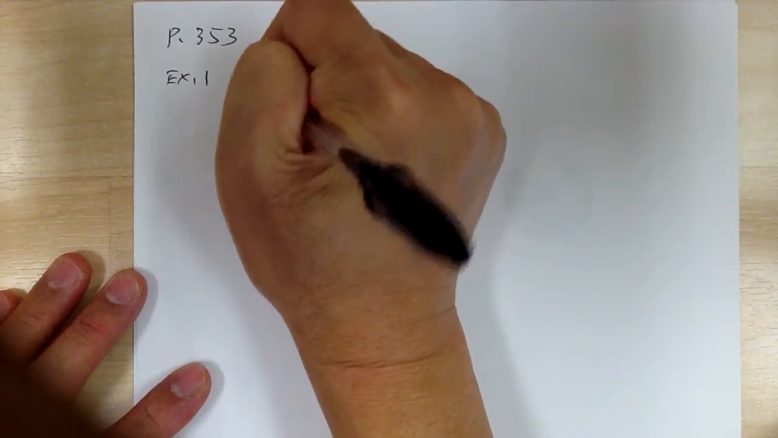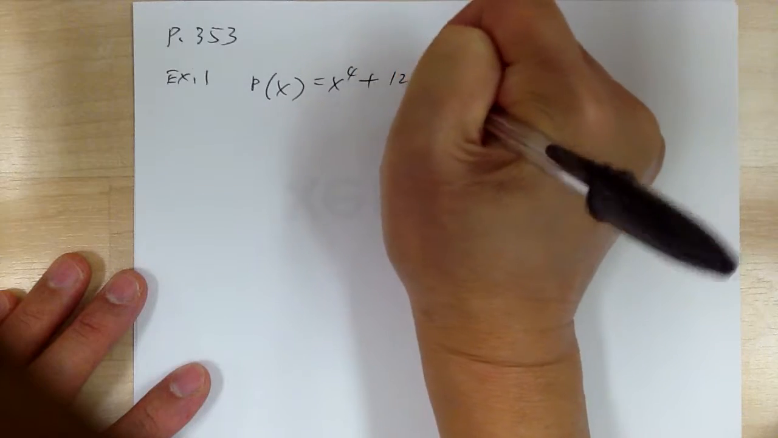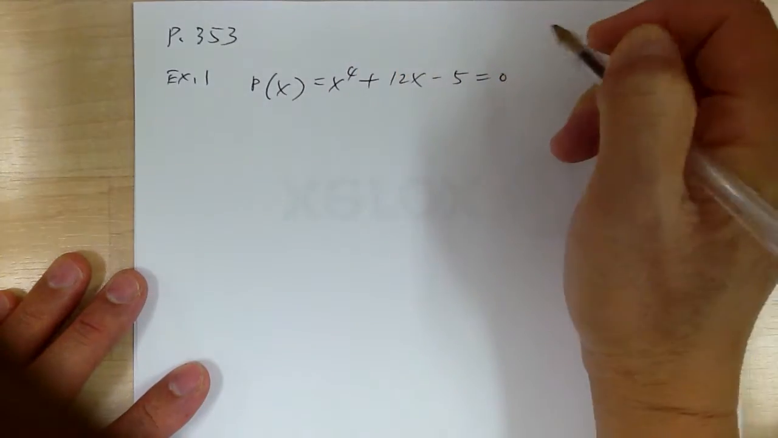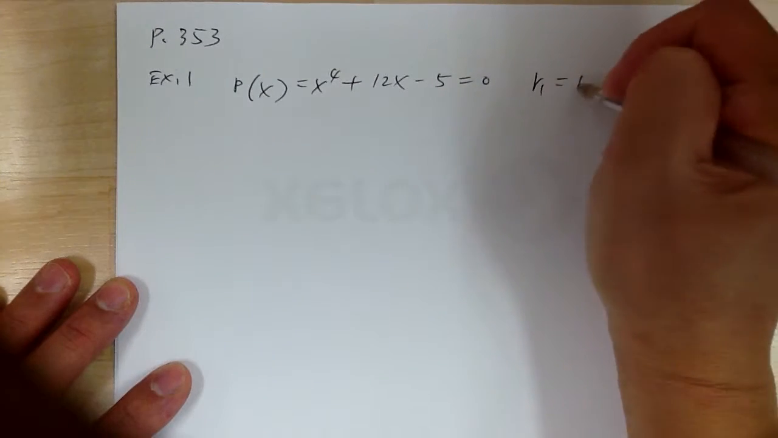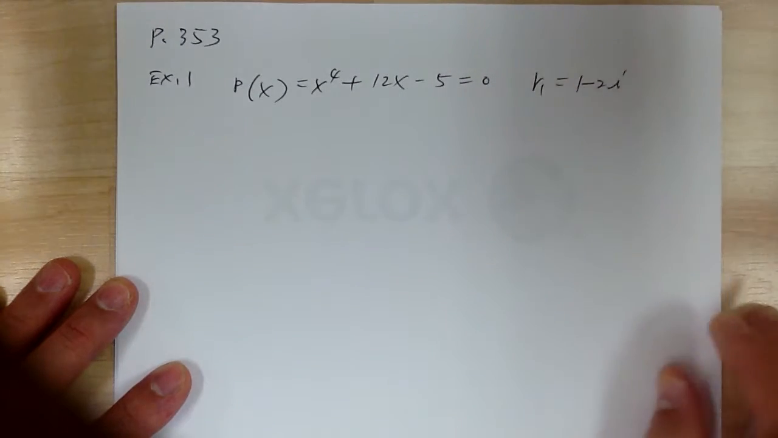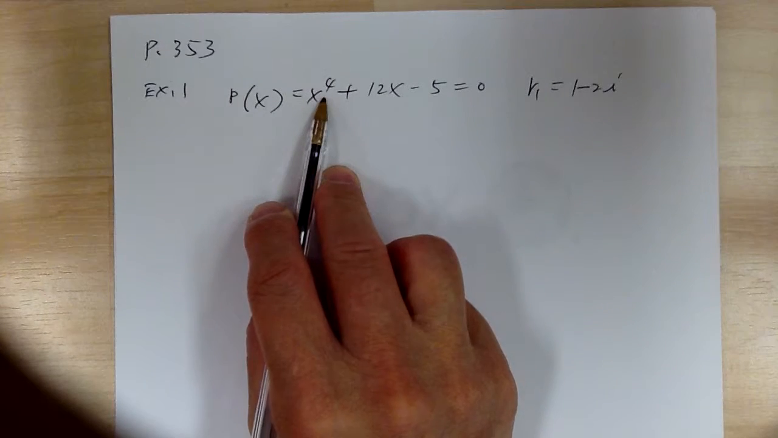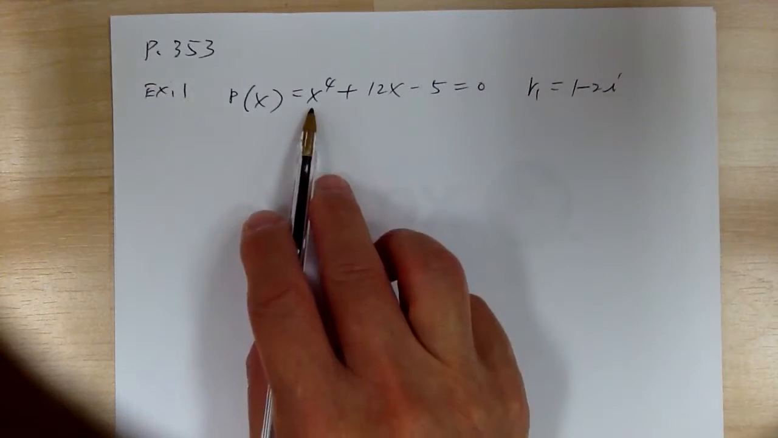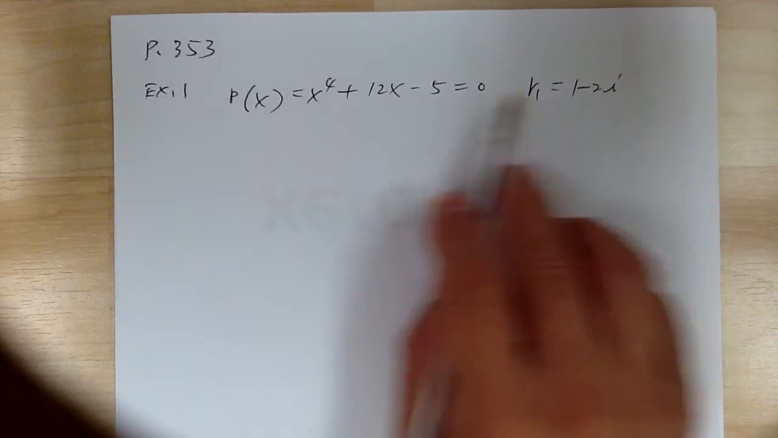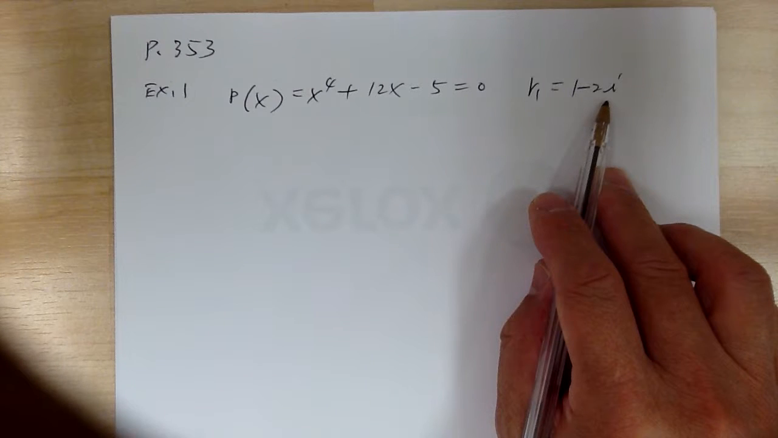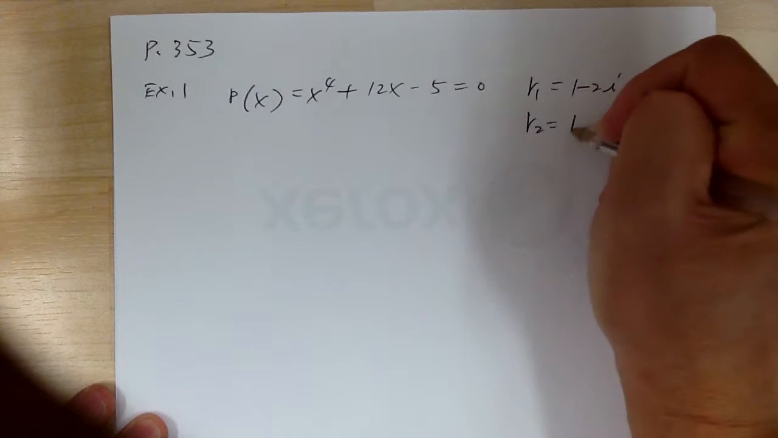you have p of x equal to x to the 4 plus 12x minus 5 equal to 0, and it says that R1 is equal to 1 minus 2i. In this case, this is the fourth power, so you're going to get four answers, right? They give you one of them, but there's no i in the polynomial, right? So in order to get rid of the i, you must have a conjugate. So right away, you know that R2 must be 1 plus 2i.